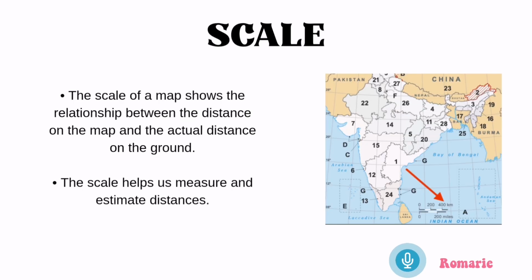Let's discuss the map language. To read the map correctly, we also need to understand the map language. This map language includes the scales, symbols, colors, and geographic grids used on the map. We have here first the scale. The scale of a map shows the relationship between the distance on the map and the actual distance on the ground. For example, 1 centimeter on the map might represent 1 kilometer in real life. So the scale helps us measure and estimate distances.